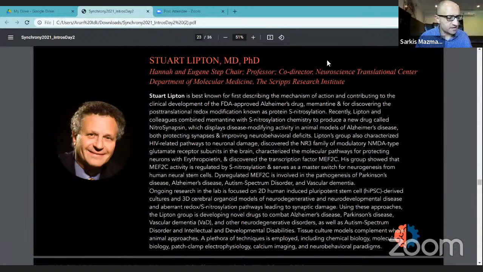Stuart is the Hannah and Eugene Stepp Chair and Professor, as well as co-director of the Neuroscience Translational Center in the Department of Molecular Medicine at the Scripps Research Institute. And the title of Stuart's talk is Potential MEF2 Transcriptional Activator to Improve ASD Phenotypes.